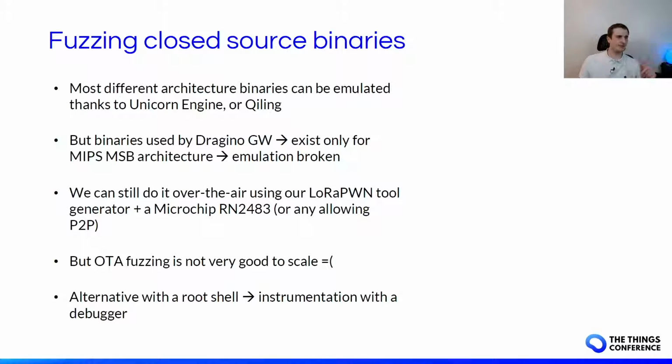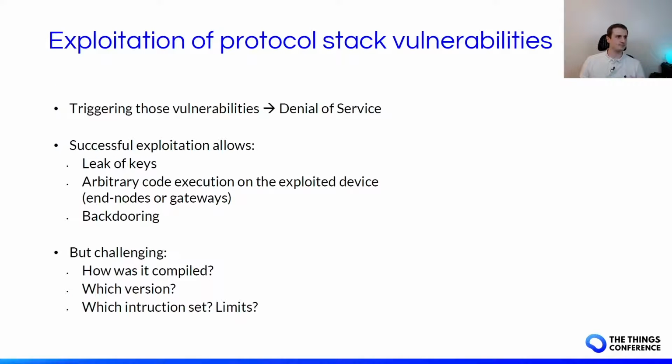But the problem with the Dragino firmware is that it's only available in MIPS MSB architecture, which is currently broken for Qiling or Unicorn Engine. We can still do some over-the-air fuzzing, but it's not very good for scaling. But there are also some alternatives, using, for example, a debugger to instrument the binary.